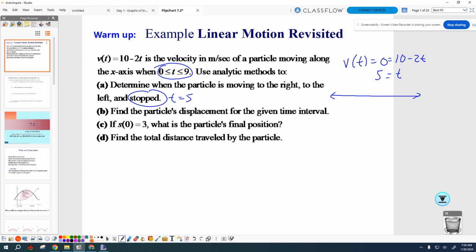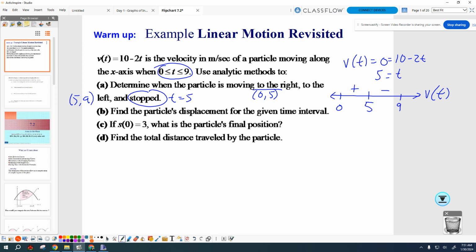We said make a number line. What numbers do I put on? 0, 5, and 9. Okay. So it's a good idea to put the restrictions on there. So plugging in 1, I get a positive. Plugging in 6, I get a negative. So Nina, when is it moving to the right? From 0 to 5. And Miriam, when is it moving left? From 5 to 9. Okay.